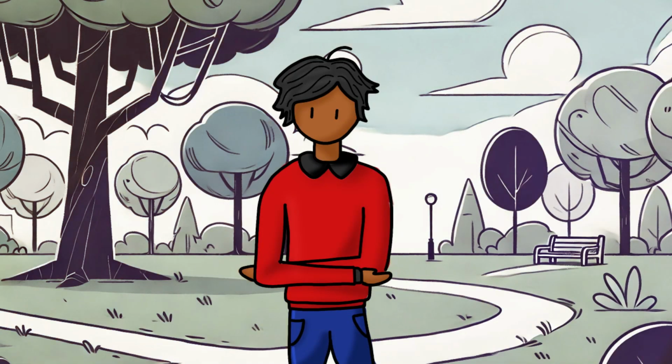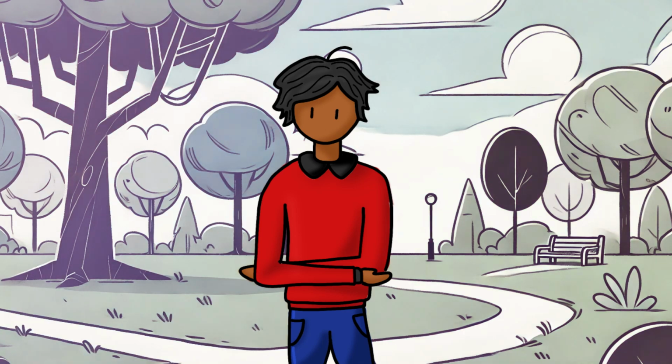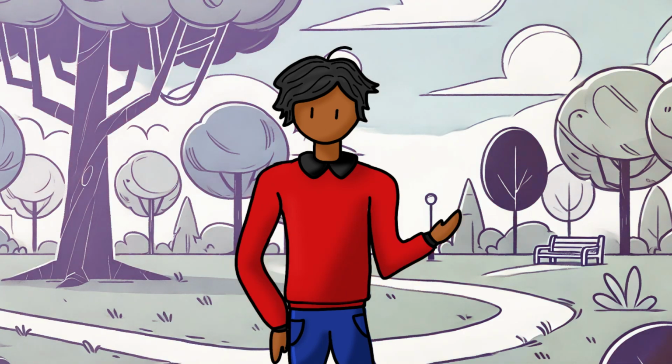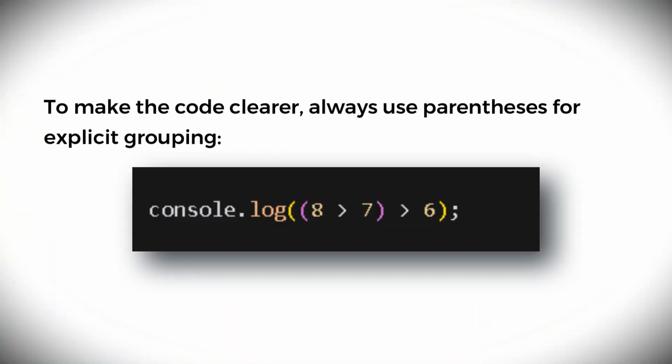Here's why associativity matters. Associativity is important when dealing with expressions that use multiple operators of the same precedence. It determines the order in which operations occur. To make the code clearer, always use parentheses for explicit grouping, as you can see in this example.